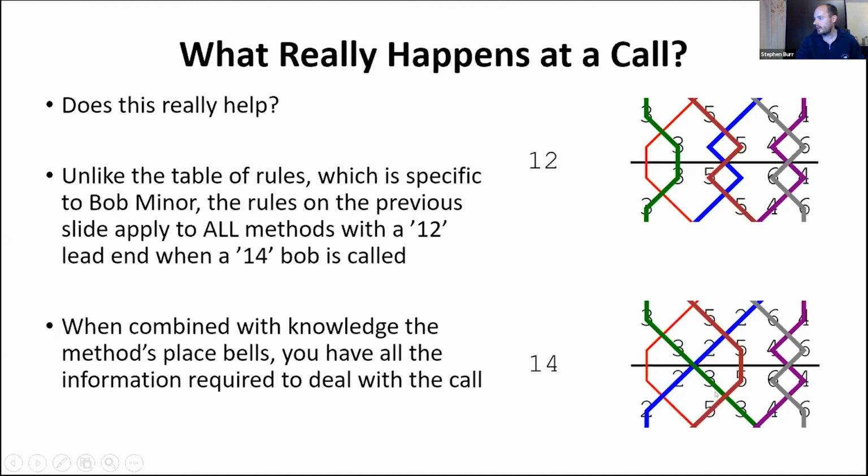So this bell runs out, and the bell that's making the bob, this is the one that has to do this new 4 notation. This becomes 4th place bell and starts the lead from that position. So we've gone from having a table that's specific to the method that we're ringing to having a set of rules that allows us to deal with this situation in any method that has this setup.